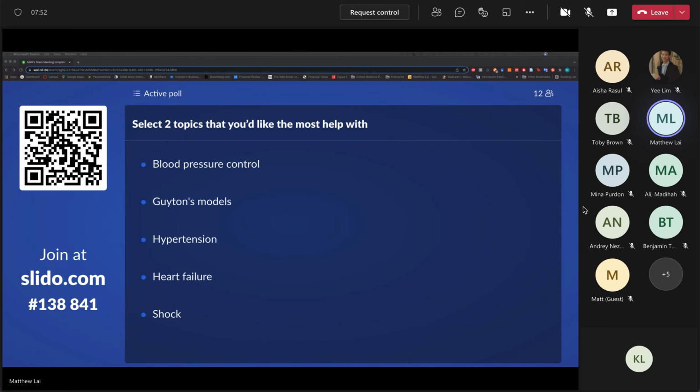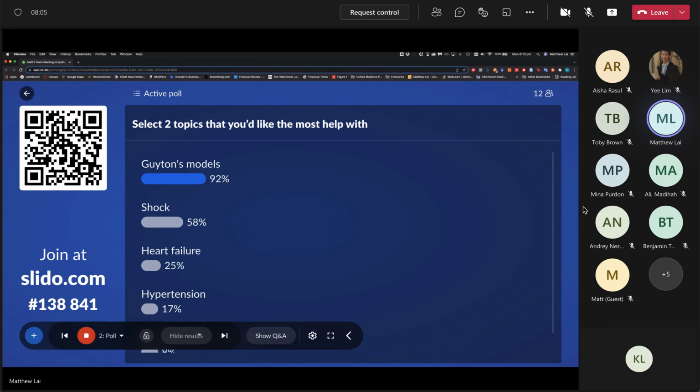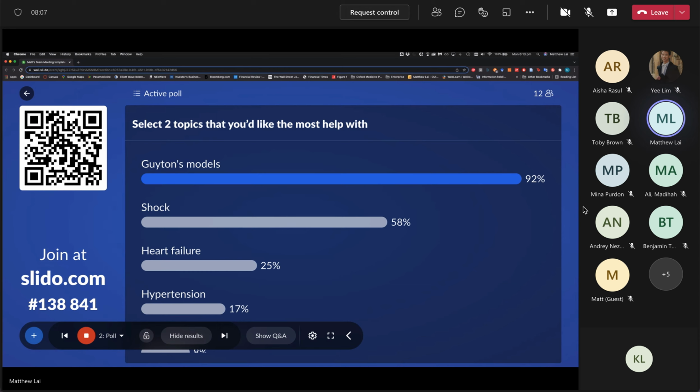All right, so is that most of us? I'm not sure how many people are actually in chat right now. If that's most of us, I'm just going to keep going. All right, so let's see what everyone wants to do. All right, so most of us want to do guidance models followed by shock and heart failure. All right, that sounds good to me. So, going to get on to the presentation.